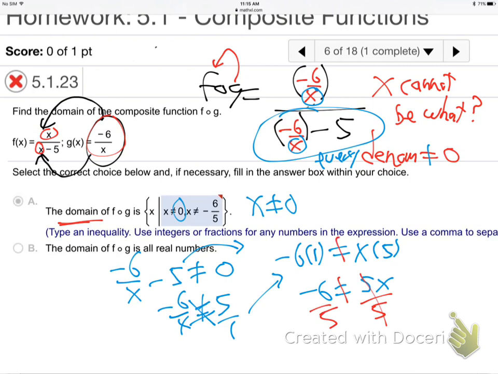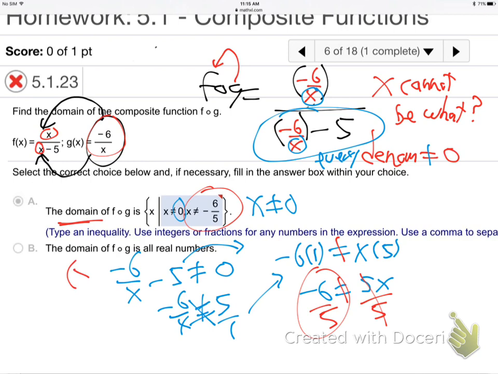So x cannot equal... so that's the other one. It cannot be negative 6/5. Those are the two denominator restrictions. It can't be those two numbers, because those will make the denominator 0 if you let it be negative 6/5 or 0.